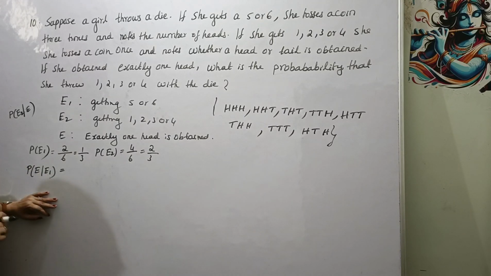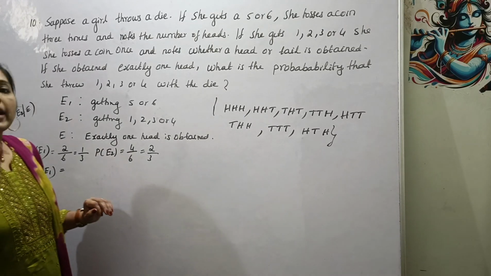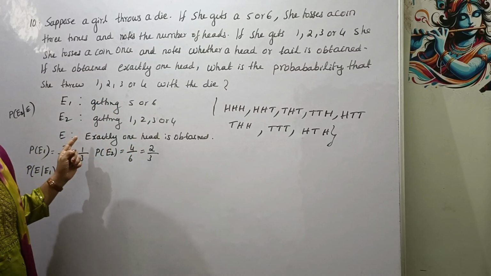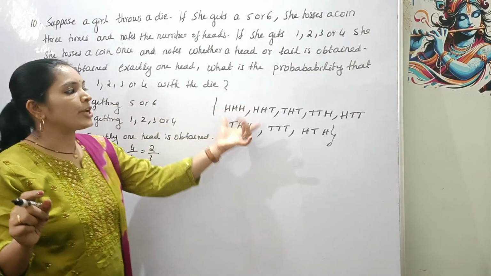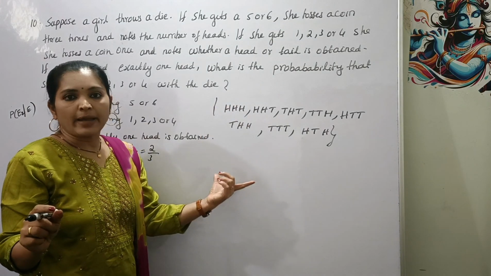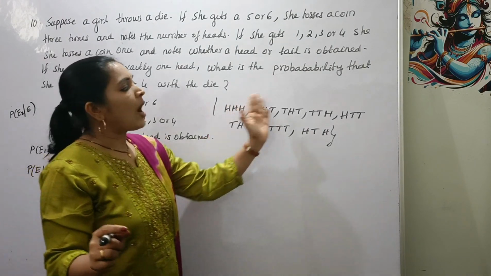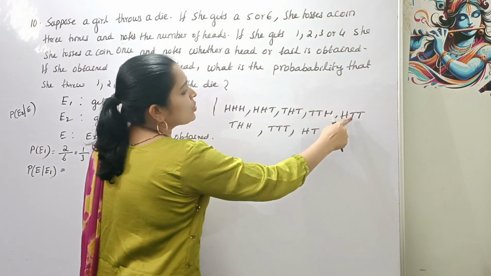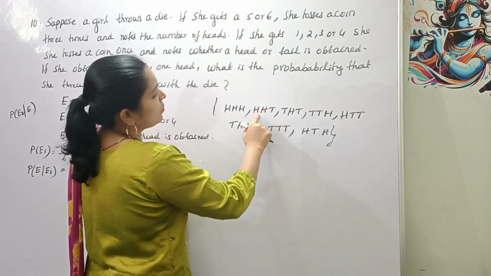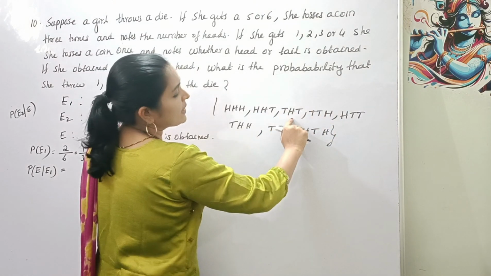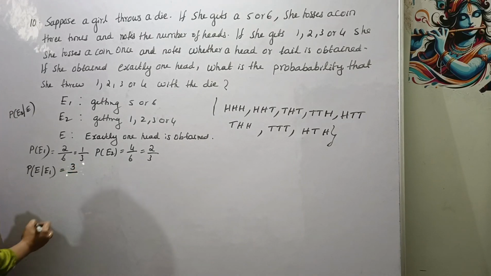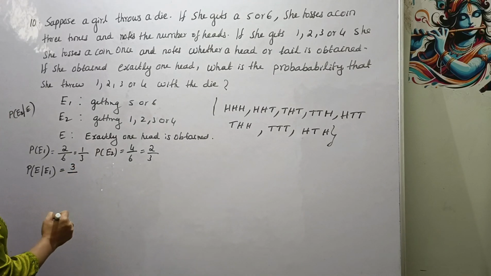probability of E given E1, that is probability of getting exactly one head when she gets 5 or 6. When she gets 5 or 6, she has to throw a coin 3 times, so it is the sample space. Here, how many outcomes have exactly 1 head? That is 1, 2, 3, right? So, there are 3. So, 3 divided by 8. Okay. 3 by 8.